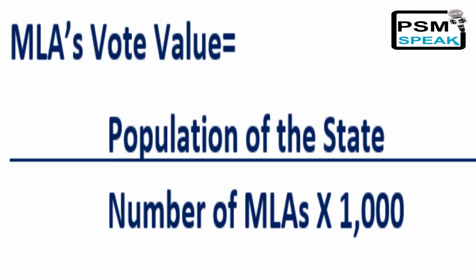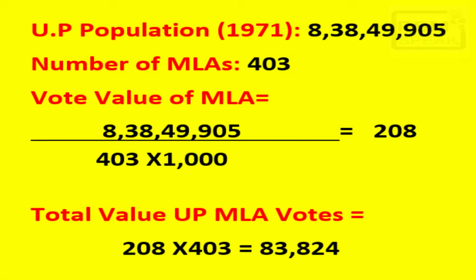That is the value. Or if you are talking of any easy formula, it is the population of the state divided by the number of MLAs, into 1000. One example makes the point clear. Let us look at how the value of an MLA in Uttar Pradesh is calculated. The population of Uttar Pradesh as of 1971 was 8 crore 38 lakhs 49,905 and the number of MLAs in the state 403. 8 crore 38 lakh 49,905 divided by 403 and multiplied by 1000 gives a value of 208.